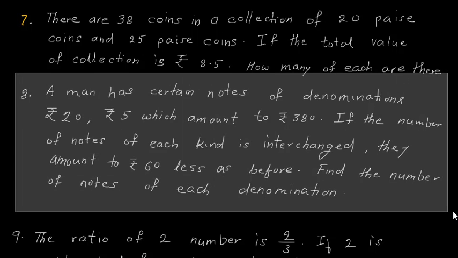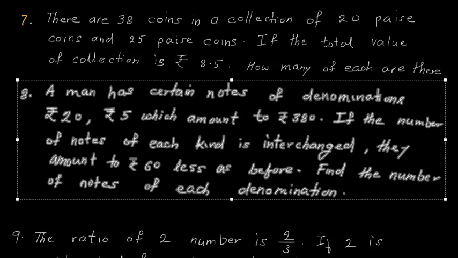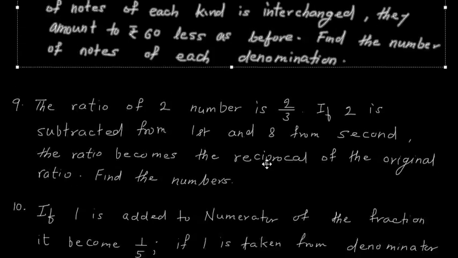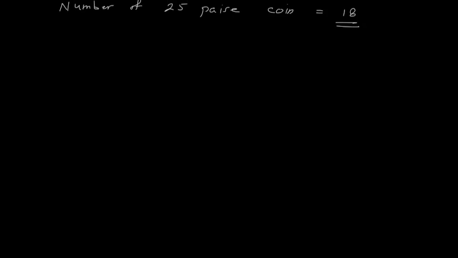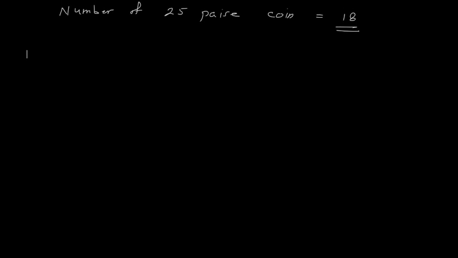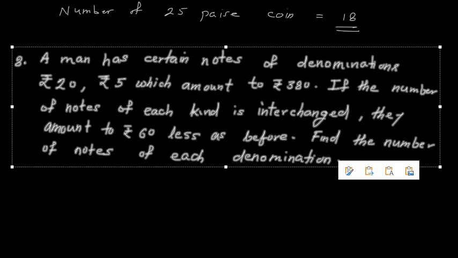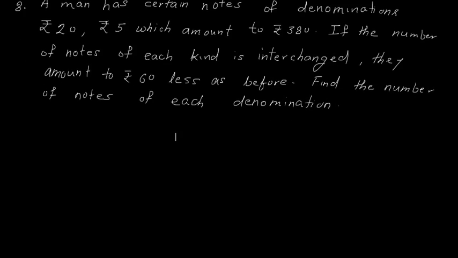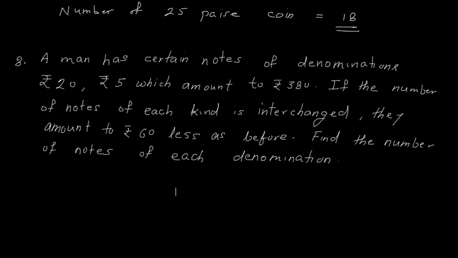Read the problem again and find out what we have to find and what is given in the information. And keep in mind that this is a linear equation in two variables. So the information which you have has to be presented in such a way that there are two unknowns only. So a man has certain notes of denomination rupees 20 and rupees 5, which amount to rupees 380. So again I have some notes of rupees 20 and some notes of rupees 5. Their total is 380 rupees.